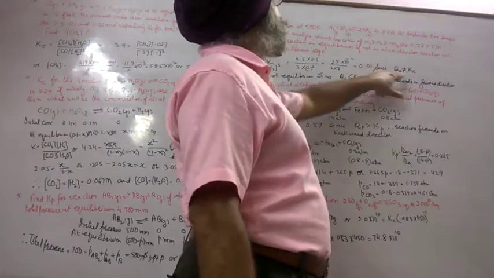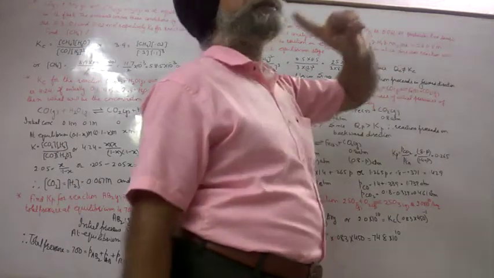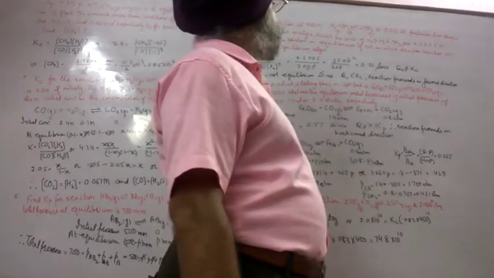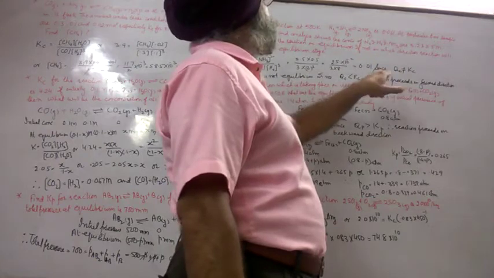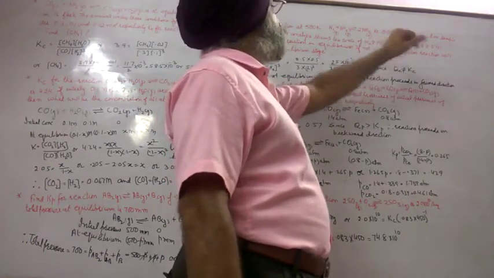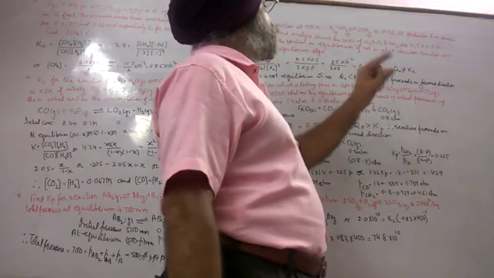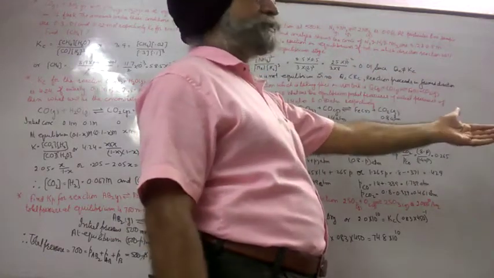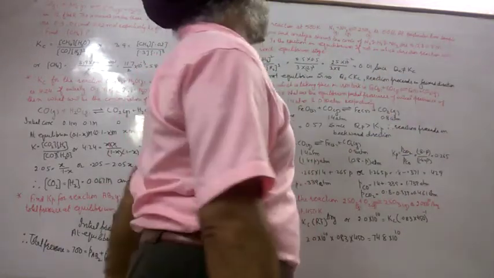Reaction quotient is 0.01, while the equilibrium constant is 0.067. Means Q and K are not equal. If Q and K are not equal, it means the reaction is not in equilibrium. This is the first part. In which direction will the reaction proceed? Now Q is 0.01, K is 0.06. K is more, Q is less. If Q is less, the product concentration is less. It means the reaction will proceed in the forward direction to reach the equilibrium value.